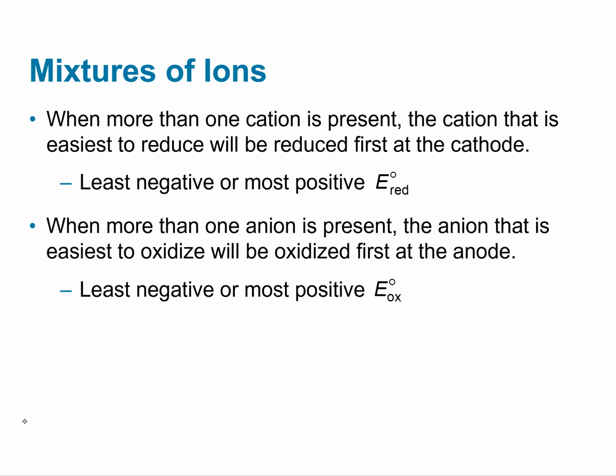Simple. When more than one anion is present, the anion that is easiest to oxidize is going to be oxidized first at the anode as well. So what we do for that is we look at our chart and we look for the one that has the most negative reducing potential, or most positive oxidizing potential.